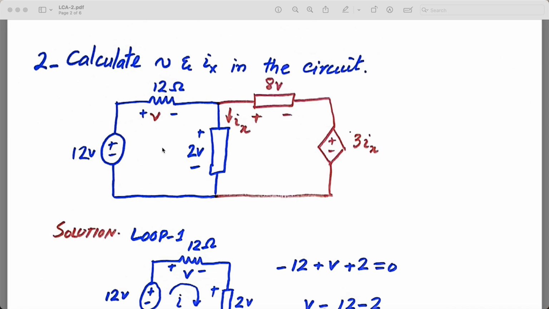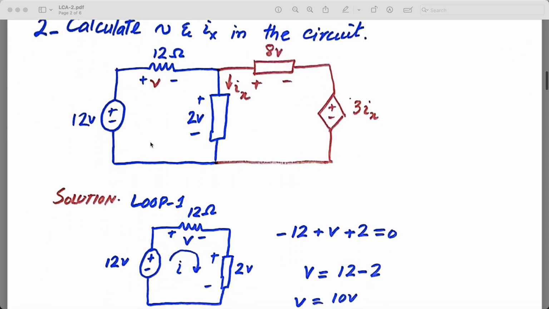In this problem, you can see that we need to calculate V and Ix in the circuit. The circuit is given with a 12 volt independent source, a 12 ohm resistor is connected, and there is 2 volt, 8 volt, and then the dependent source 3Ix. Ix is unknown, and we need to calculate V.